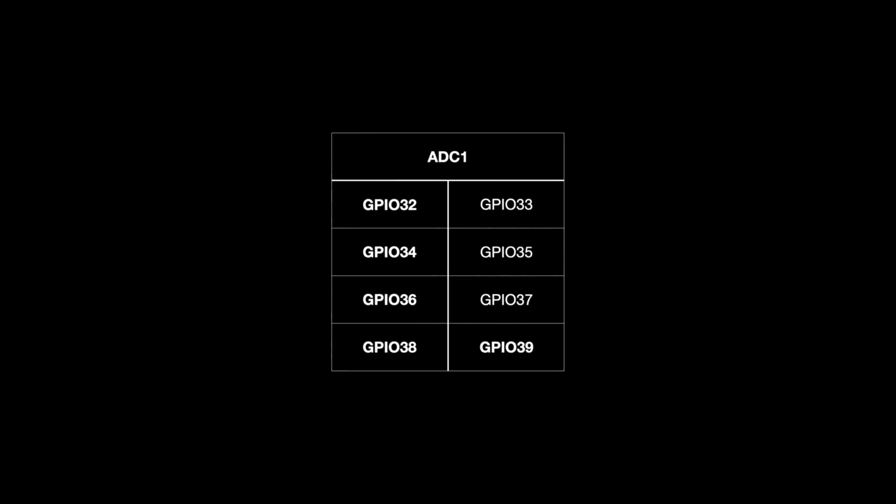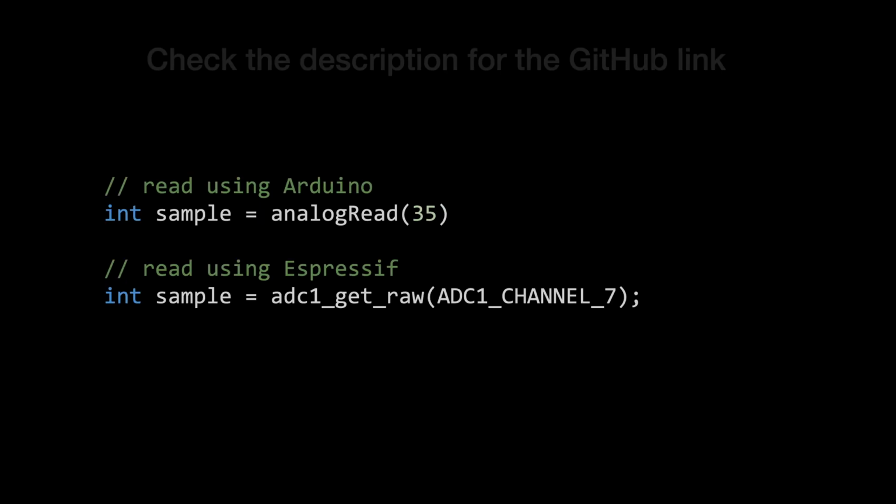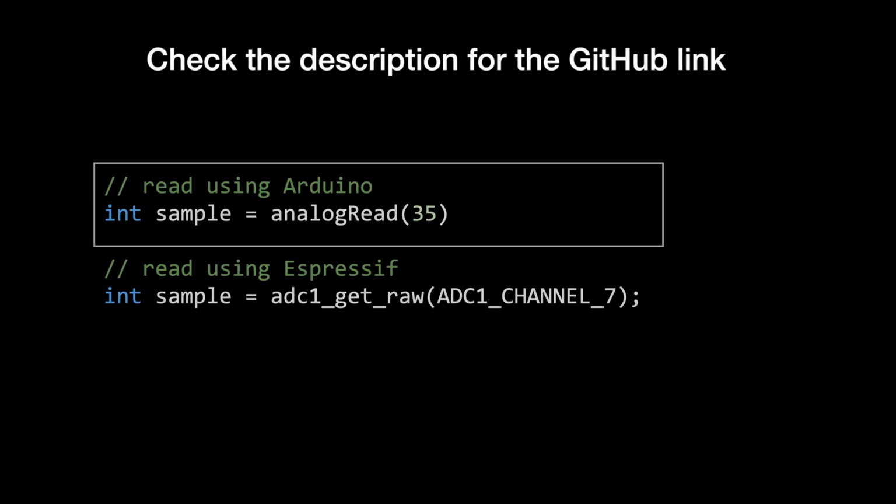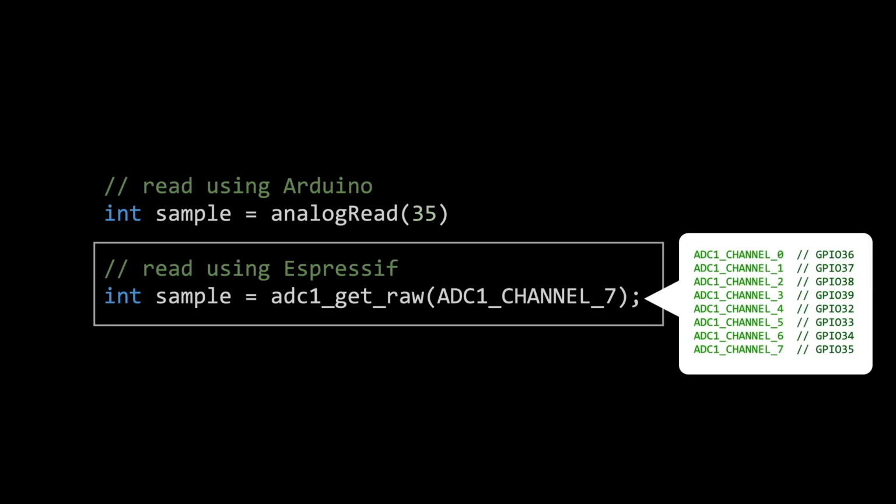ADC2 is used by the Wi-Fi driver, so we can only use ADC2 when not using Wi-Fi. In addition, some of the pins attached to ADC2 are used for strapping pins, so it cannot be used freely. I'm going to be using Wi-Fi in my project, so I'll stick to using ADC1. For simple low frequency sampling, we can use the Arduino analogRead, or we can use the Espressif ADC functions directly.